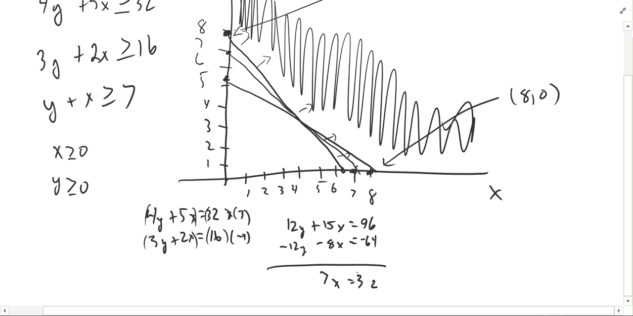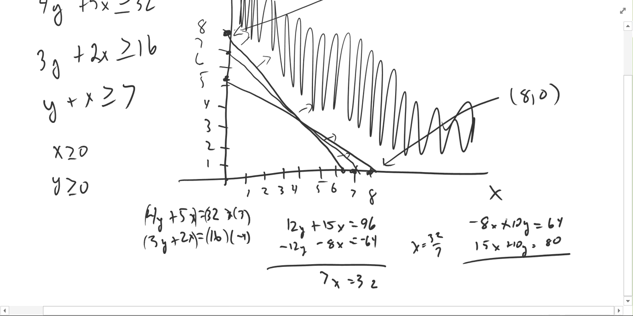Oh, well, I was kind of hoping that'd be a nicer number. But x would equal 32 over 7. And then y, let's see, if I eliminate the y's, if I multiply the top equation by 2, I'll have 8x plus 10y is equal to 64. And I multiply the bottom equation by 5, I'll have 15x plus 10y equals 16 times 5, which is 80.